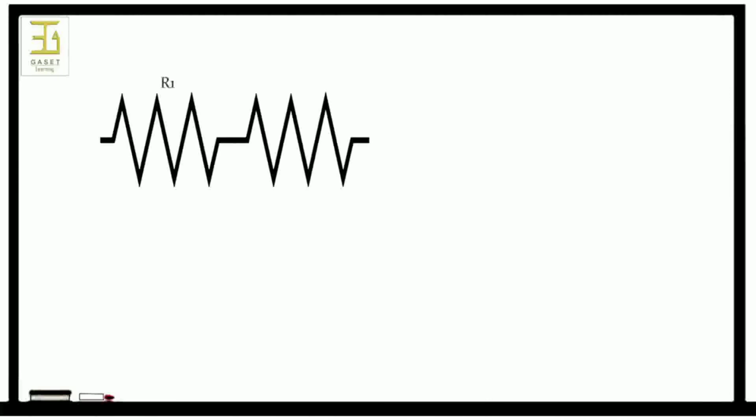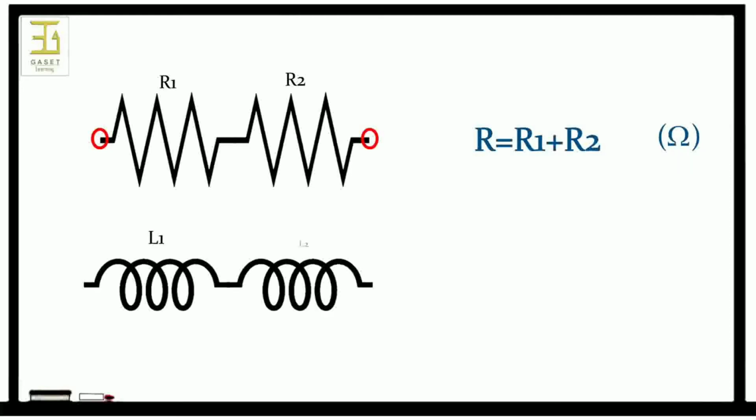For series resistors, you just sum them up. So the total resistance from this point here to this point here is the sum of two resistors and is measured in ohms. And the inductors work the same way. The total inductance between this point and this point is the sum of two individual inductances and is measured in henries.